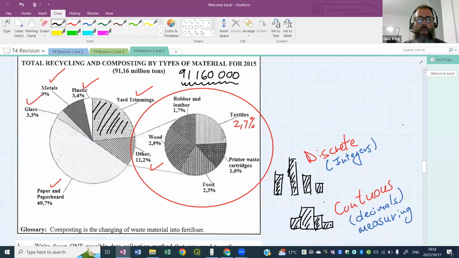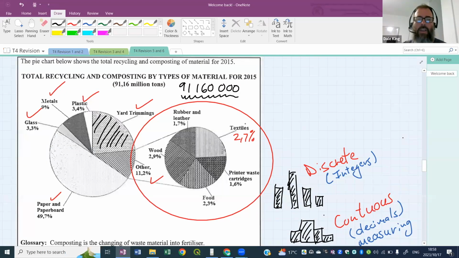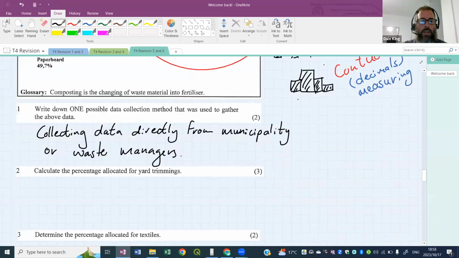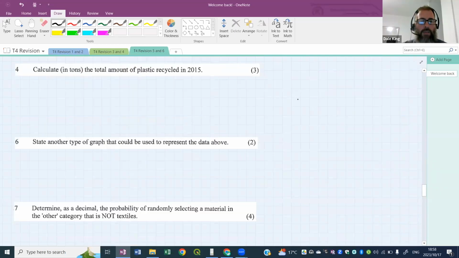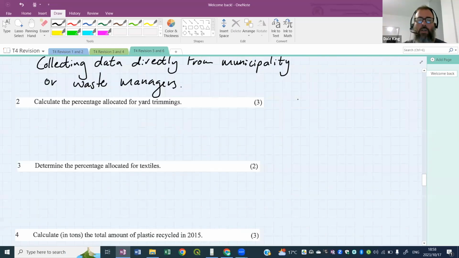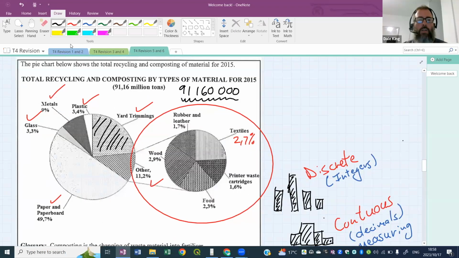What's the chance if you pick one of these other materials in the other category, what's the chance that you'll pick not getting textiles? Now, let me just go down to the question again. It says, determine as a decimal the probability of randomly selecting a material. So we're picking materials here, not weights. We're picking a material that is not textile.